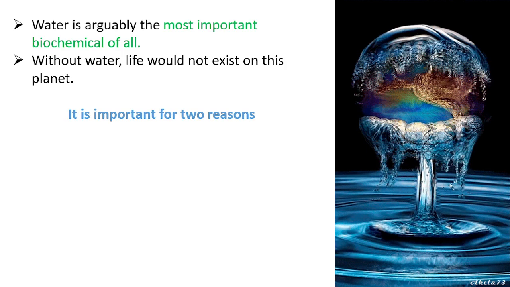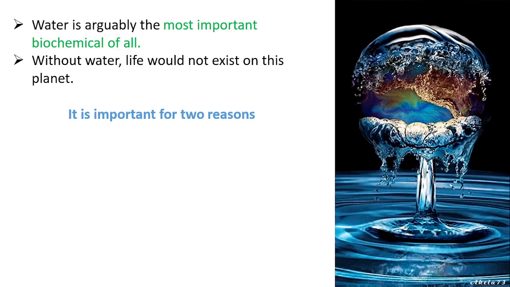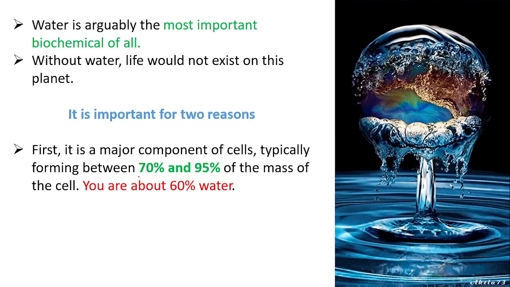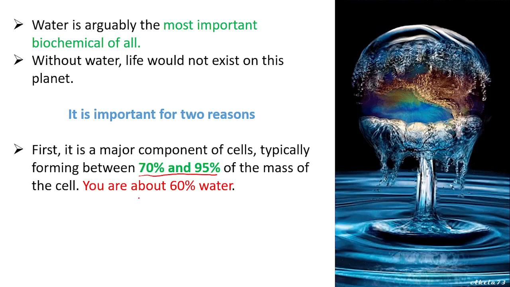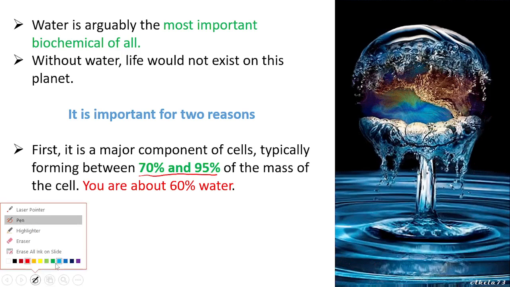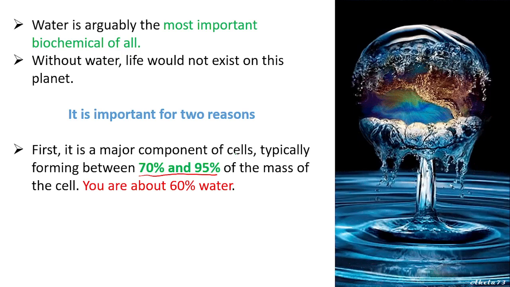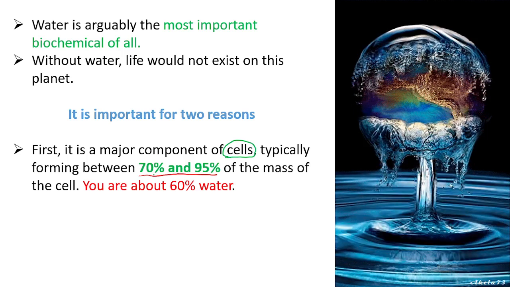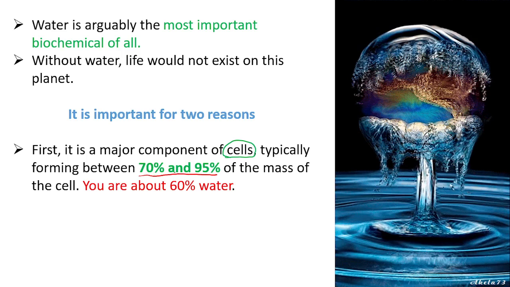So water is important for two reasons. One, we need to understand that water is the major content of cells. The cells in the human being are made up of water, which is between 70 to 95%. So the content of water in the cell of a human being is between 70% to 95%. Within this range is where the average water content is supposed to be found in every cell.